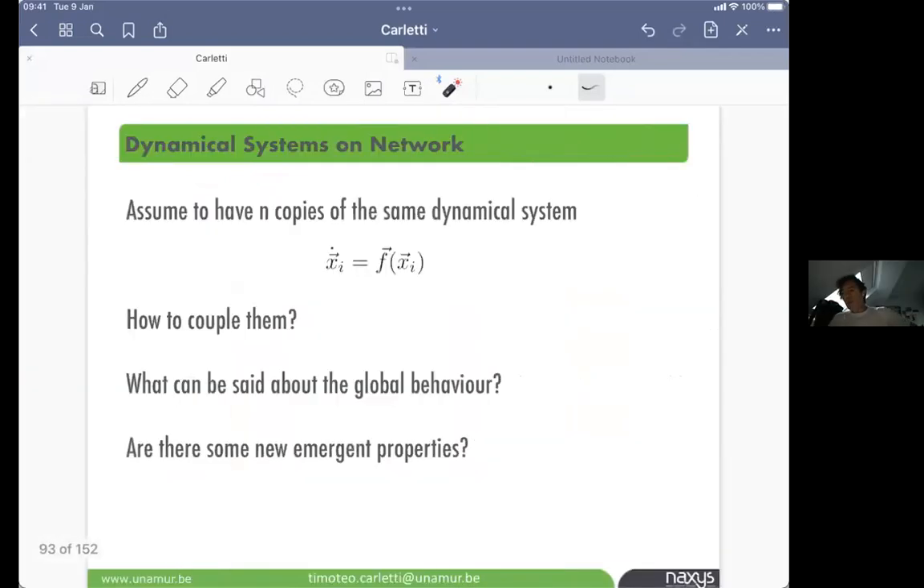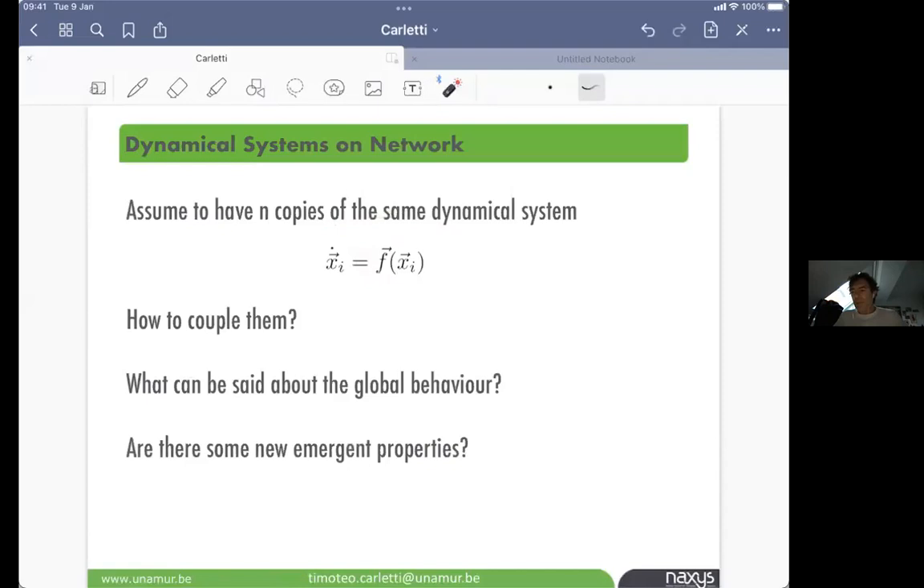Okay, so let me introduce the dynamical system on a network. It is the following, as I told you at the beginning of my first lecture. Let me talk about neurons and the brain. Suppose you have one neuron, so one dynamical system, and you make n copies. So you have n identical copies of the same system, and you just index them with some i. You have the evolution of the vector x_i, whose derivative is some function f of x_i. Note that the function is the same for all the nodes because it is the same dynamical system.